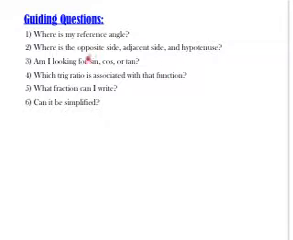So if I'm looking for sine, then the trig ratio would be opposite over hypotenuse. If I'm looking for cosine, it'd be adjacent over hypotenuse. And if I'm looking for tangent, it'd be opposite over adjacent. Then what fraction can I write? So I'm just going to use that reference angle to write my fraction, and then can I simplify it? So that's the process we're going to be going through.